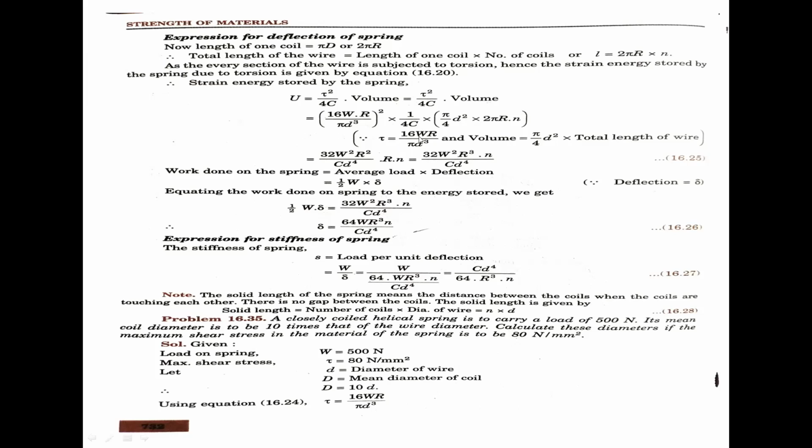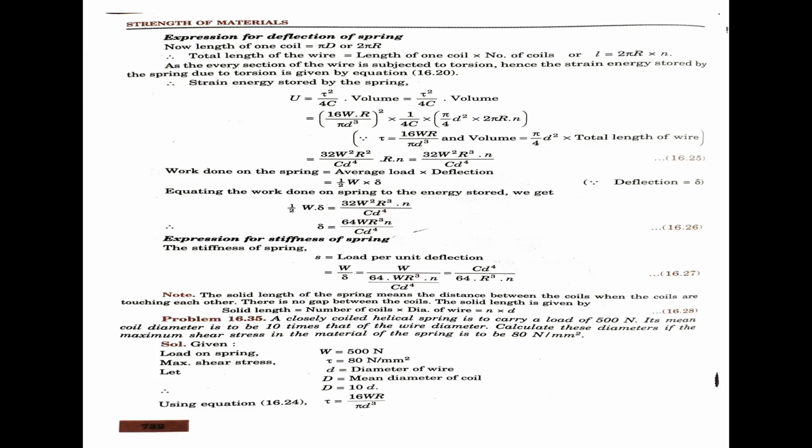Now therefore tau equals 16 W R divided by pi d cube, and volume equals pi by 4 d square into the total length of the wire. Substitute this in the equation. Finally we get 32 W square R cube into N divided by C d power 4. That is equation 16.25. This is the expression for deflection of spring.